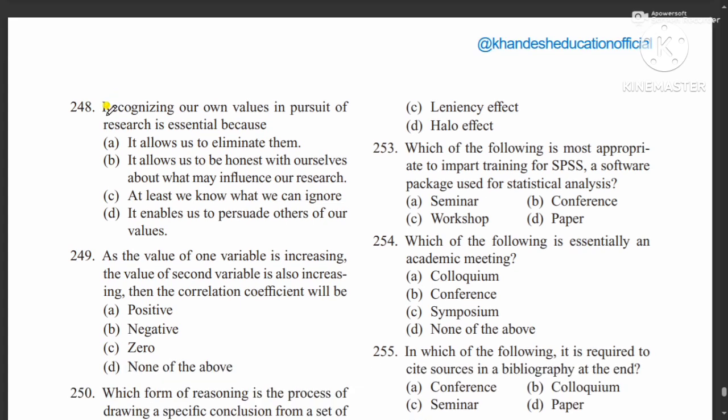Next, recognizing our own values in pursuit of research is essential because it allows us to be honest with ourselves about what may influence our research. Option B is correct.